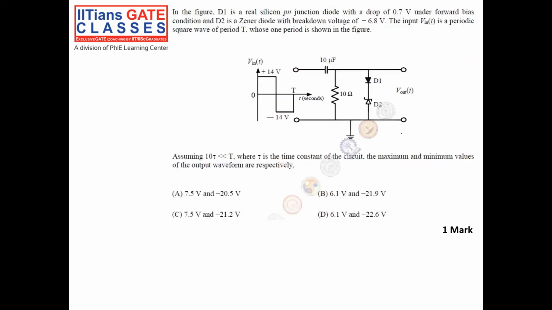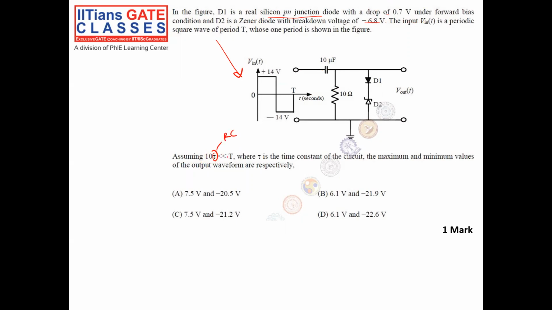It's an easy one. Second question. In the figure, D1 is a real PN junction diode with a drop of 0.7 volt under forward bias. And D2 is a Zener diode with a breakdown voltage of minus 6.8 volt. It means if we impress a reverse bias voltage of 6.8 volt or more, the Zener will be regulated at 6.8 volt. The input is a periodic wave as shown in the figure. What it is asking, assuming 10 tau, where tau is the time constant of the RC circuit, tau is nothing but R into C.